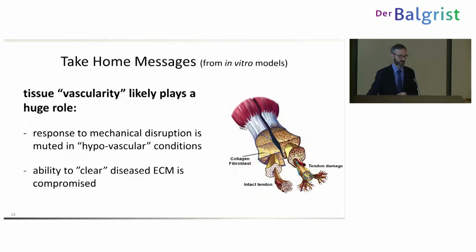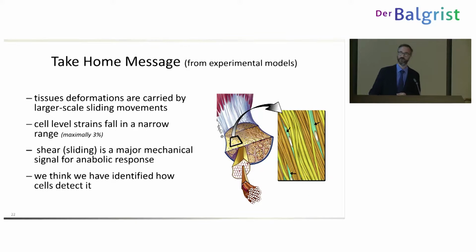All right, so these are the take-home messages. So tissue deformations are carried by large-scale sliding movements. Cell-level deformations are pretty tight. Shear seems to be a major stimulus for these cells, and we think we've identified at least one sensor for how the tendon cells are detecting it.